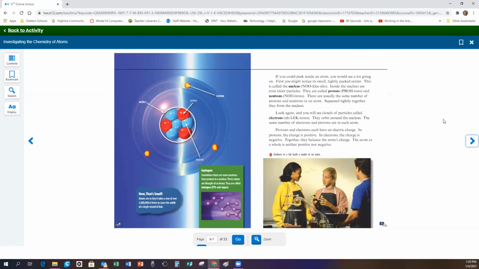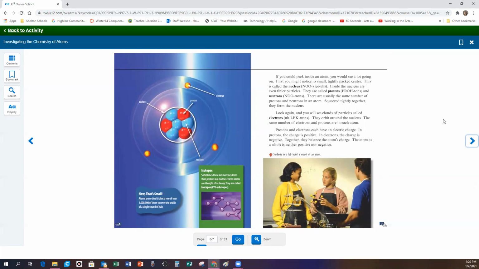If you could peek inside an atom, you would see a lot going on. First, you might notice its small, tiny packed center. This is called the nucleus. Inside the nucleus are even tinier particles. They are called protons and neutrons. There are usually the same number of protons and neutrons in an atom. Squeezed tightly together, they form the nucleus. Look again, and you will see clouds of particles called electrons. They orbit around the nucleus.